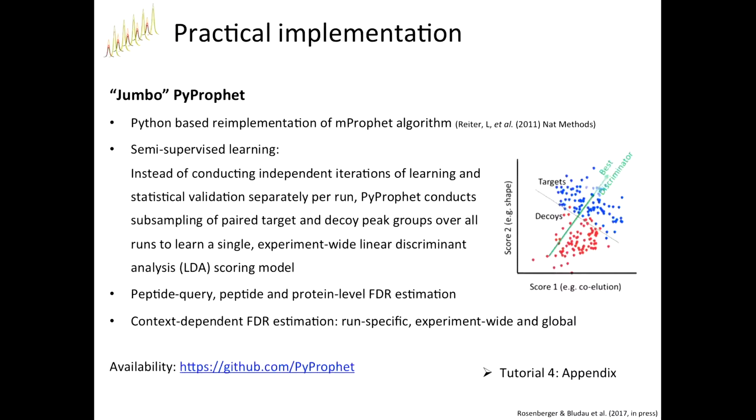Then we perform FDR on peptide query, peptide and protein level to make sure that we can deal with large data, with comprehensive spectral libraries. And then the last thing is that we perform a context-dependent FDR estimation and allow you to assess the FDR in a run-specific, experiment-wide and global context. And this is available on GitHub in the PyProphet repository. And there's a small tutorial in the appendix of tutorial 4.